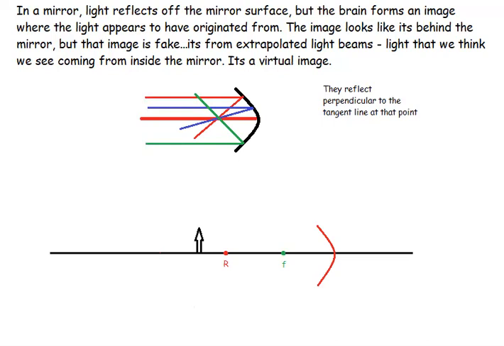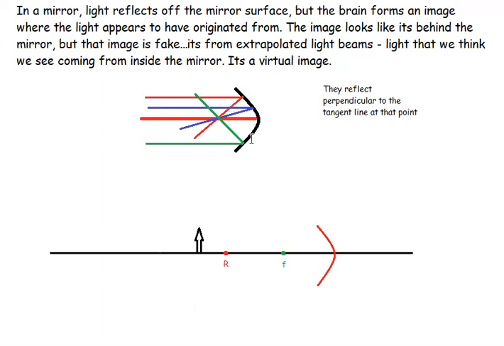But that's because it's from extrapolated light beams. That's the light that we think we see coming from inside the mirror, and that makes it a virtual image. So on all of our ray tracing diagrams, if the light is extrapolated, it's not coming from the object, but it's like on the other side, then it's going to be a virtual image. If it's on the same side as the object, then it's not going to be extrapolated. It'll be from those reflected beams that are actually coming out of the mirror, and so it'll be a real image. So that's some explaining there that I think will help as we do these.